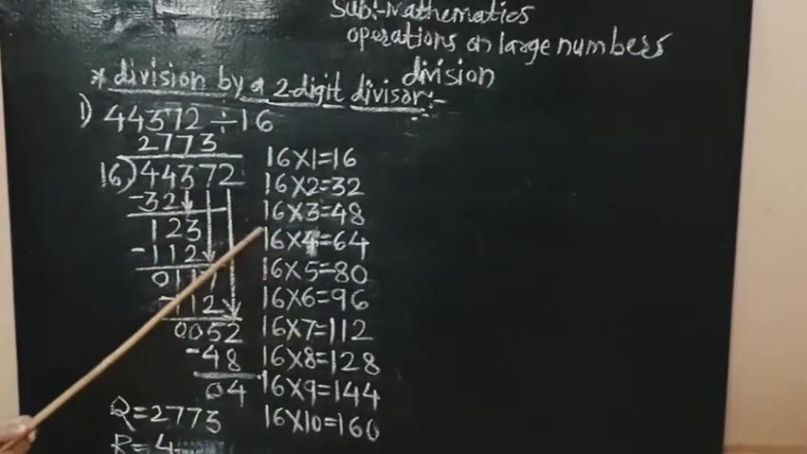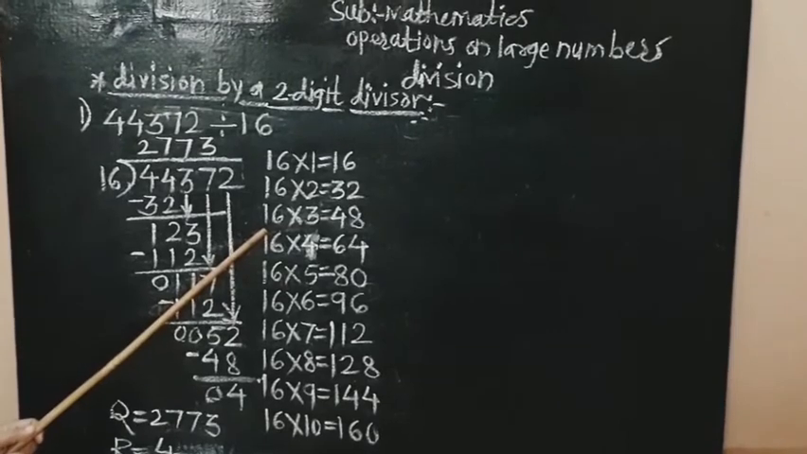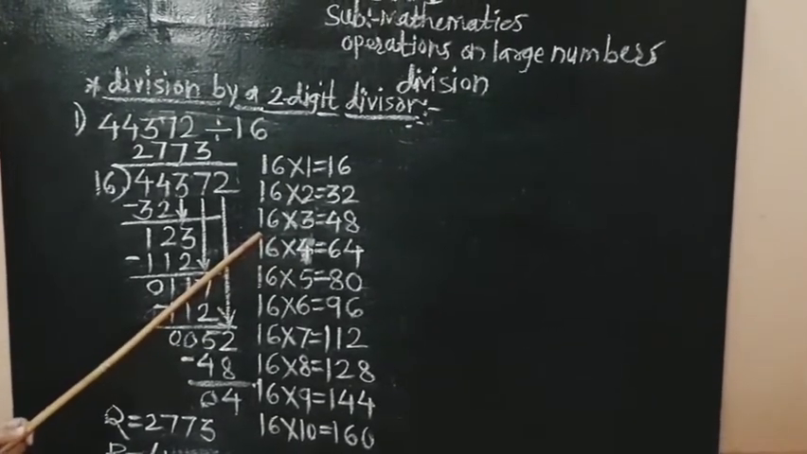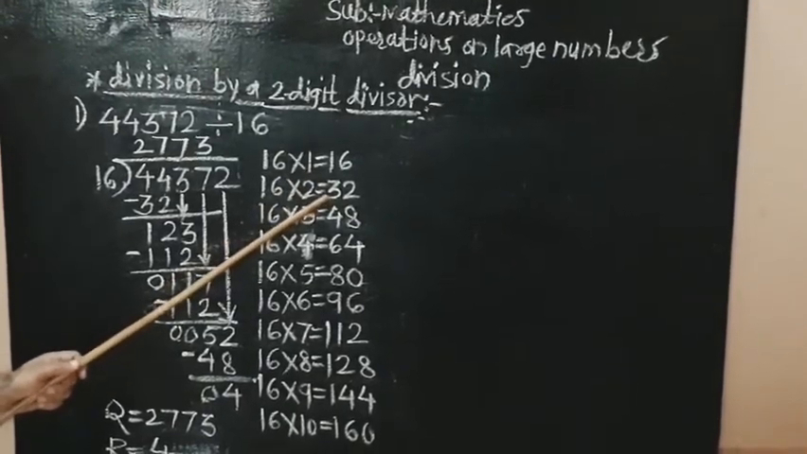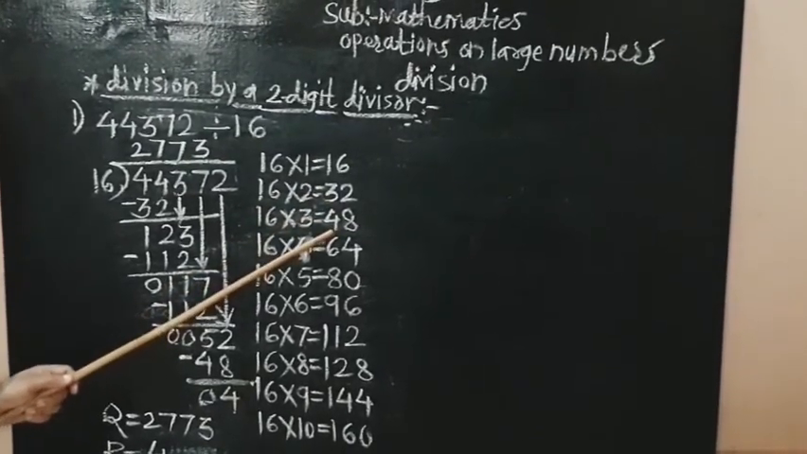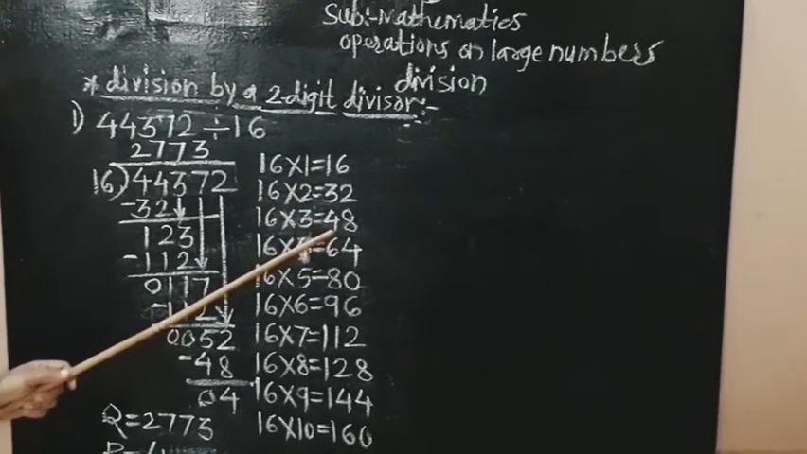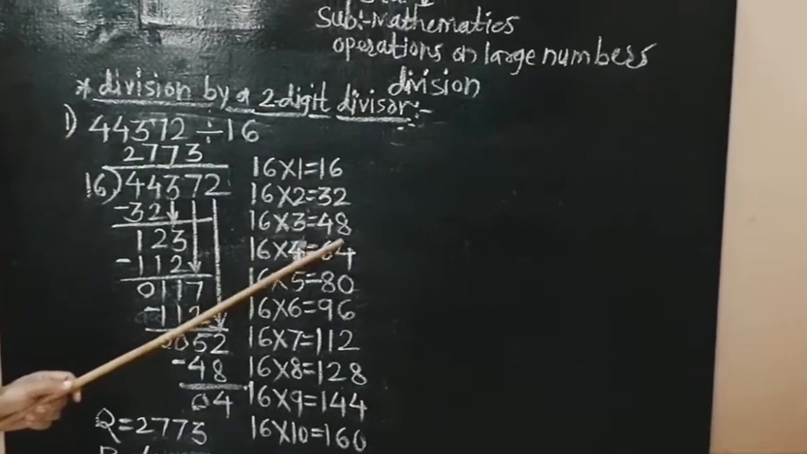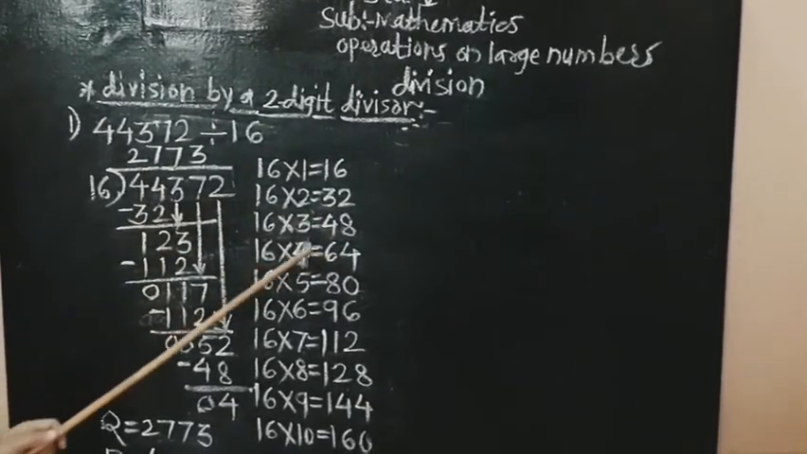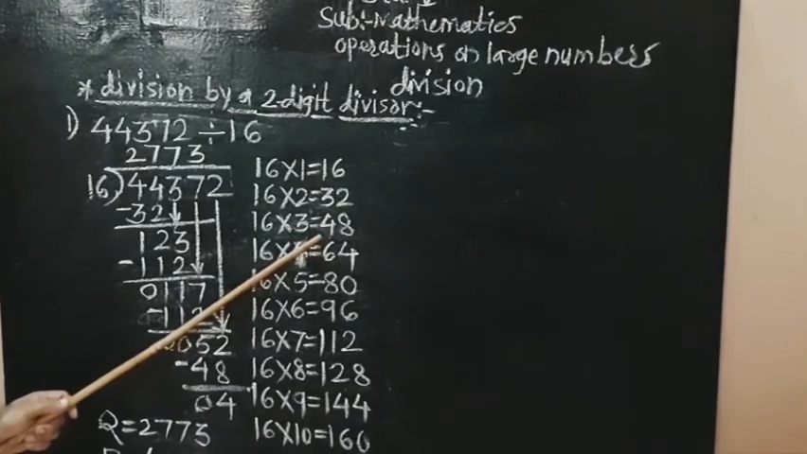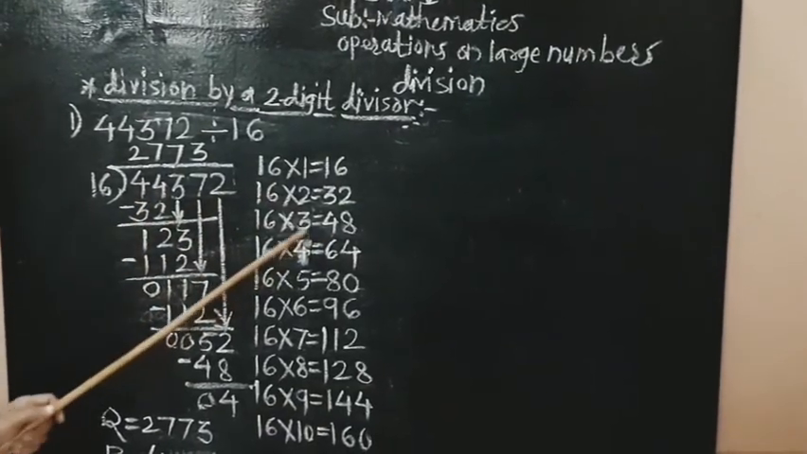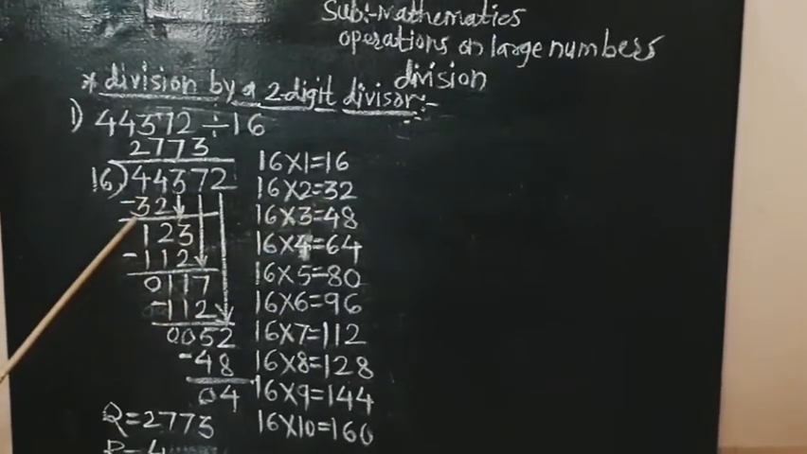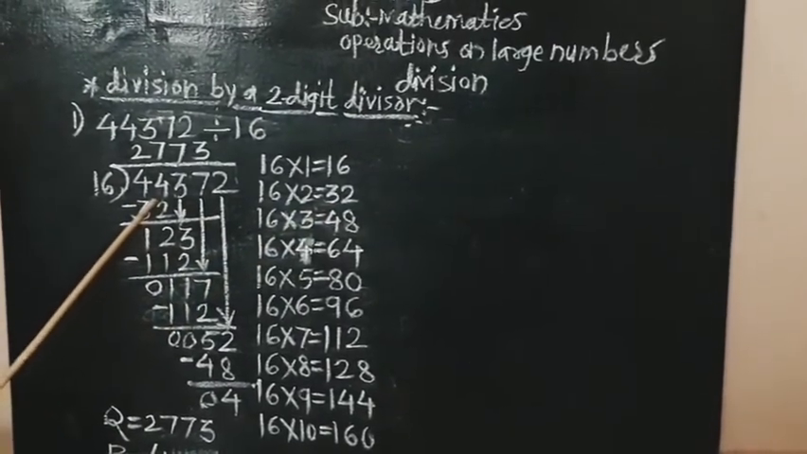So let's see which number in the 16 table is smaller than 44. 16 ones are 16, 16 twos are 32 and 16 threes are 48. These two numbers are nearer, 32 and 48. But you know that 48 is bigger than 44, so we can't subtract a bigger number from a smaller number. So the nearer number we got is 32, and I am subtracting this 32 from 44.